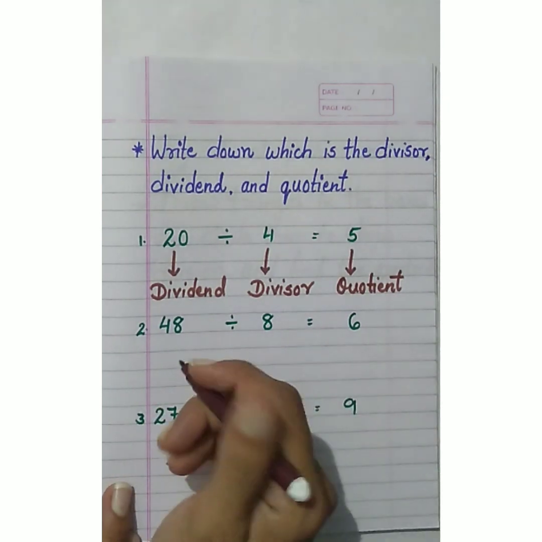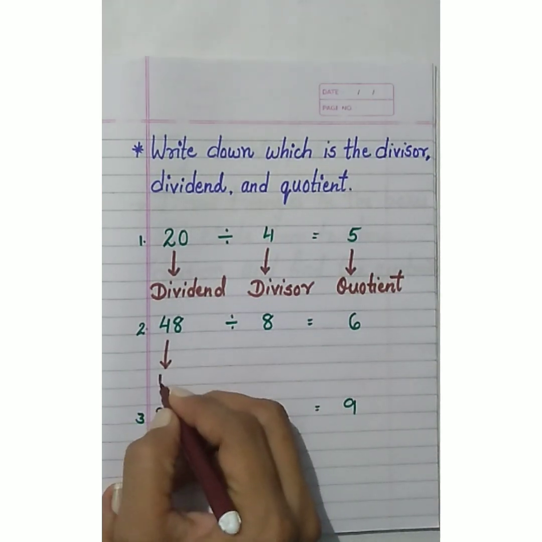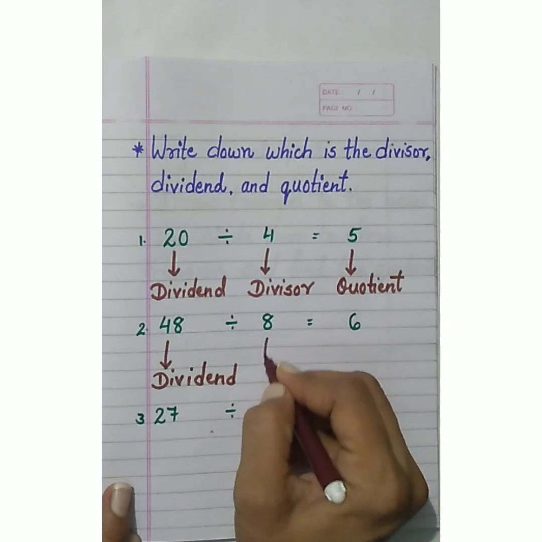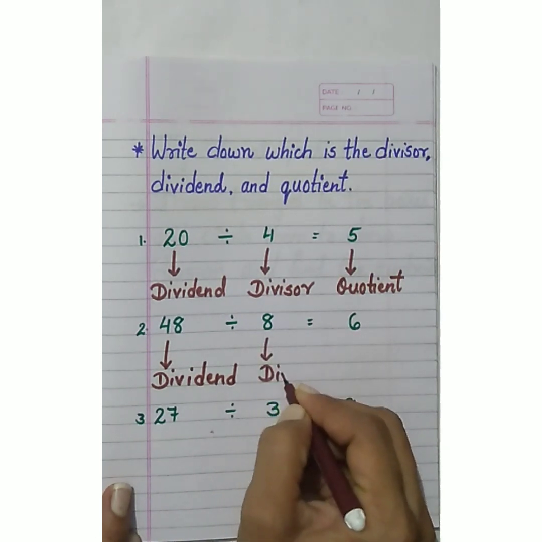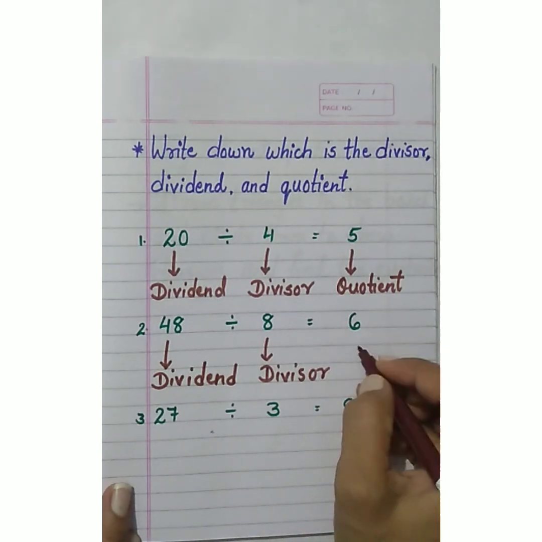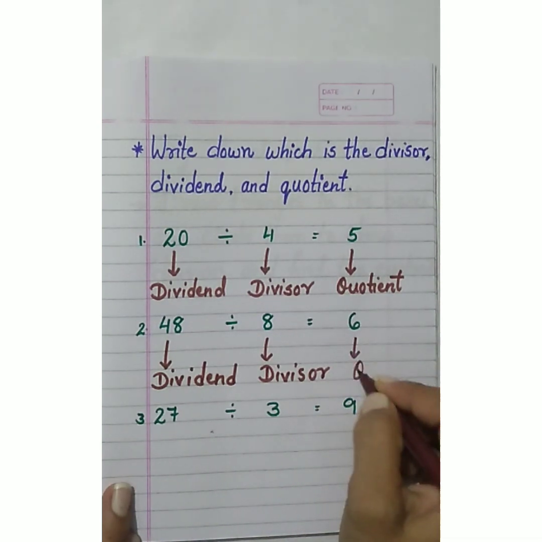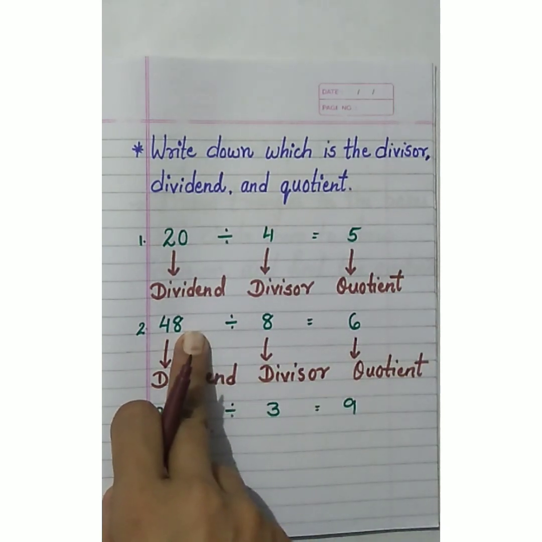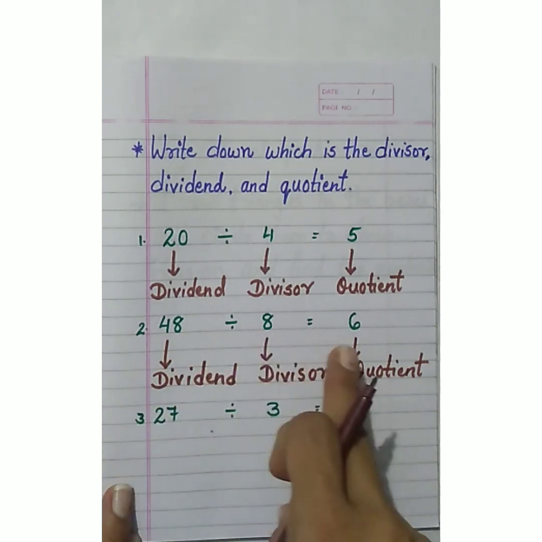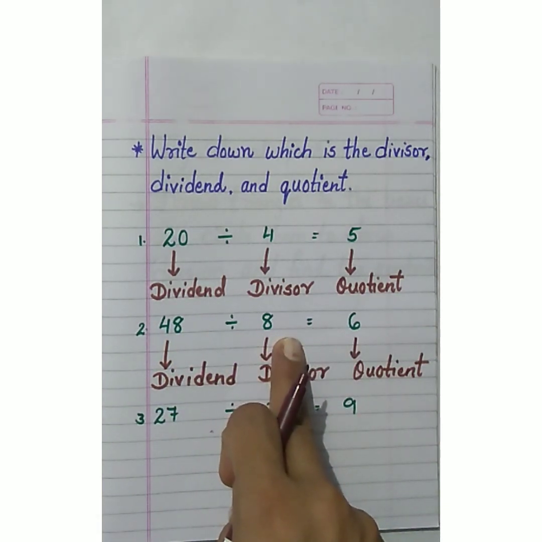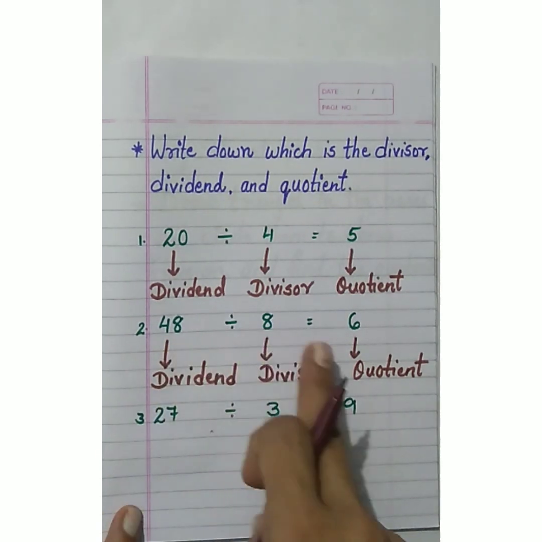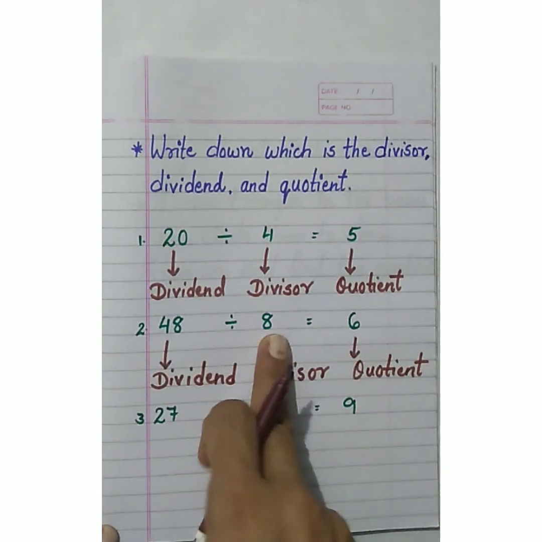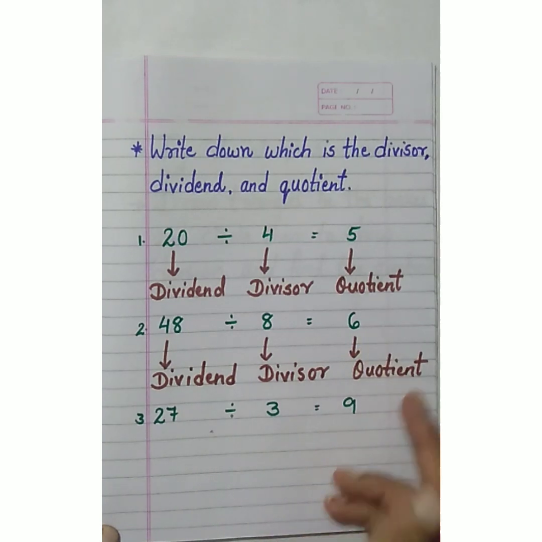So here 48 is our dividend. 8 is our divisor. And 6 is our quotient. 48 is the number which we have to divide. 8 is the number by which we are going to divide 48. And 6 is the answer which we will get by dividing 48 by 8. So that is our quotient.